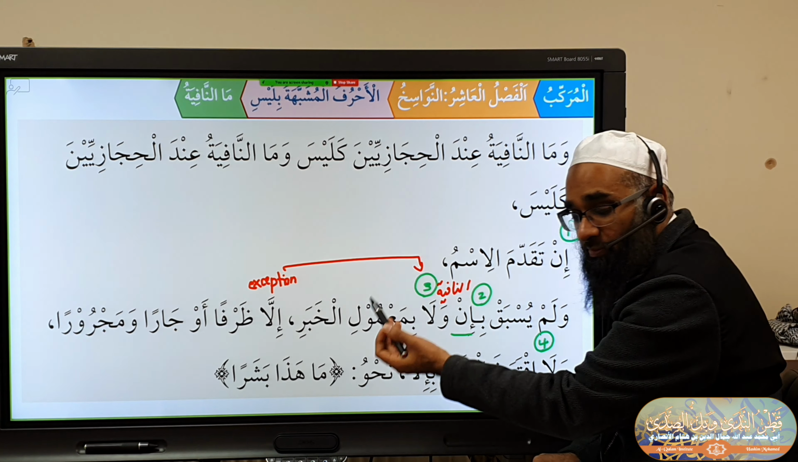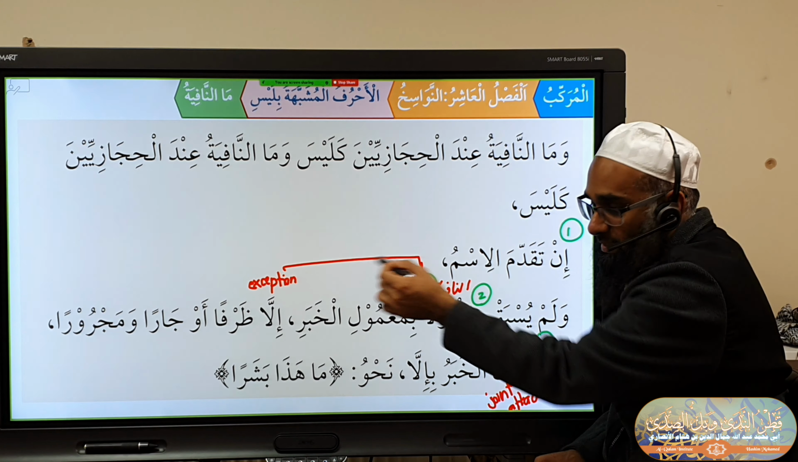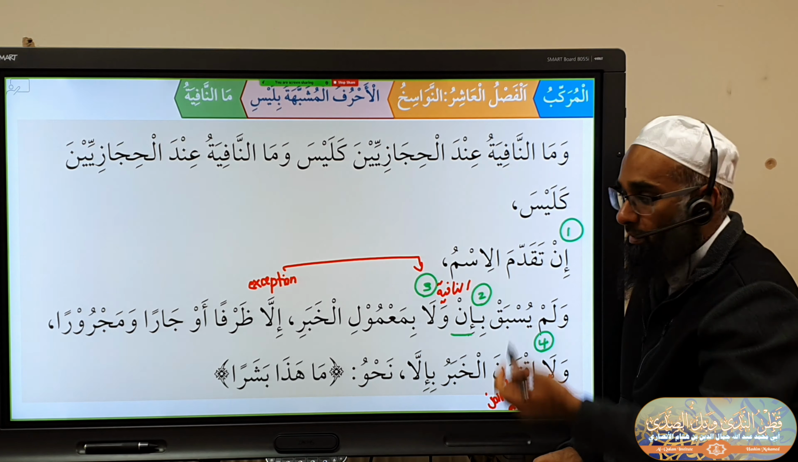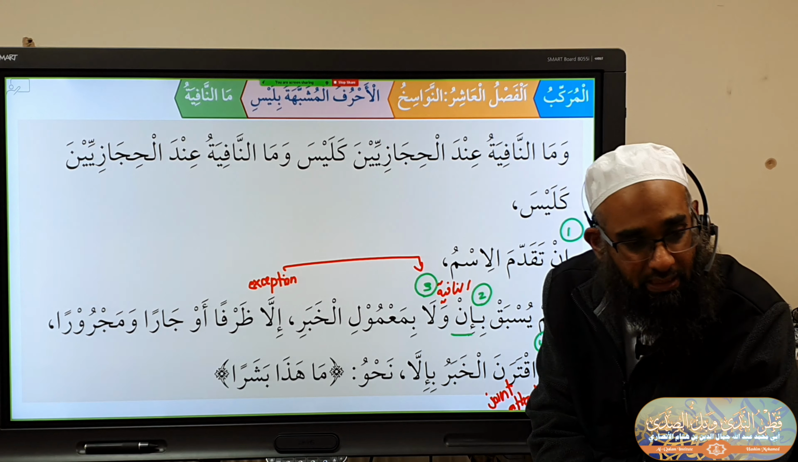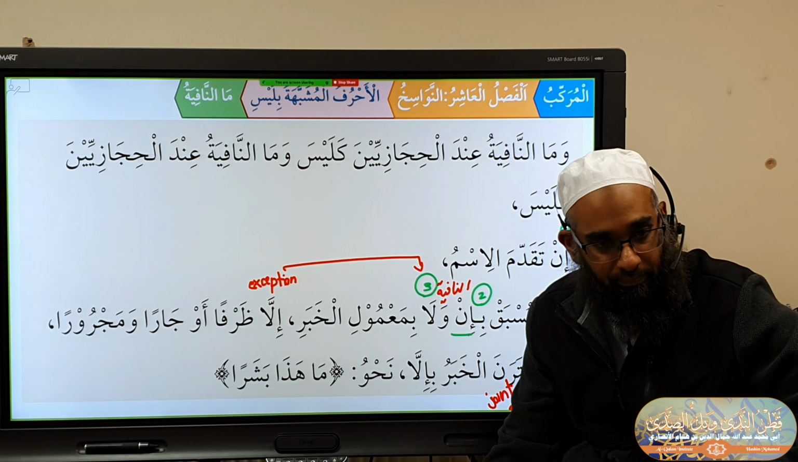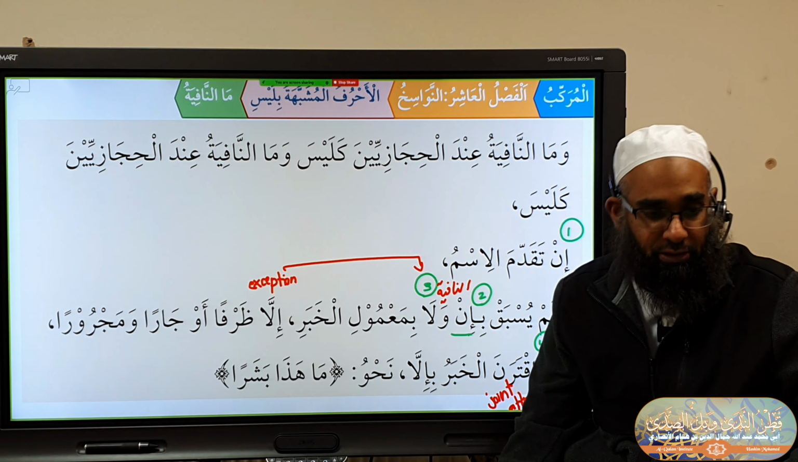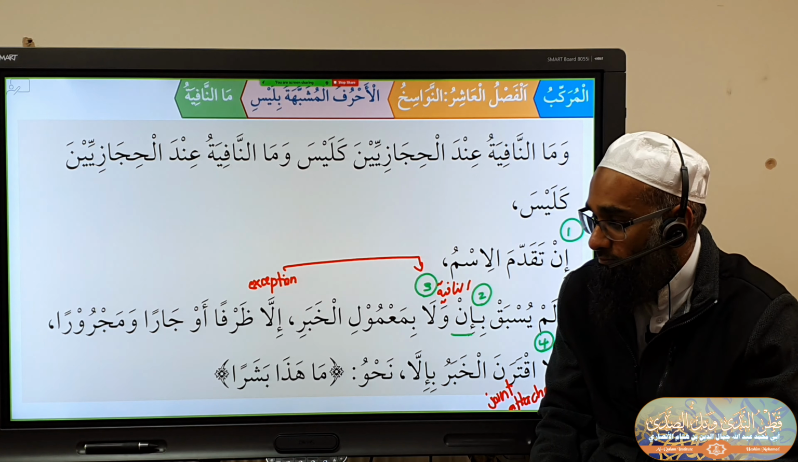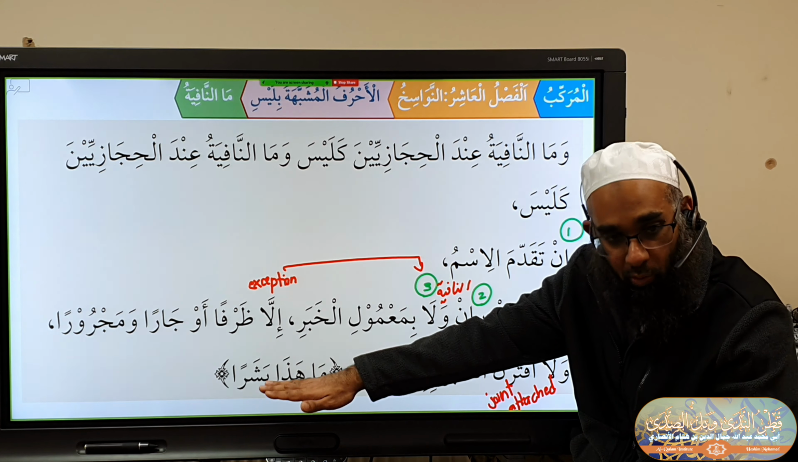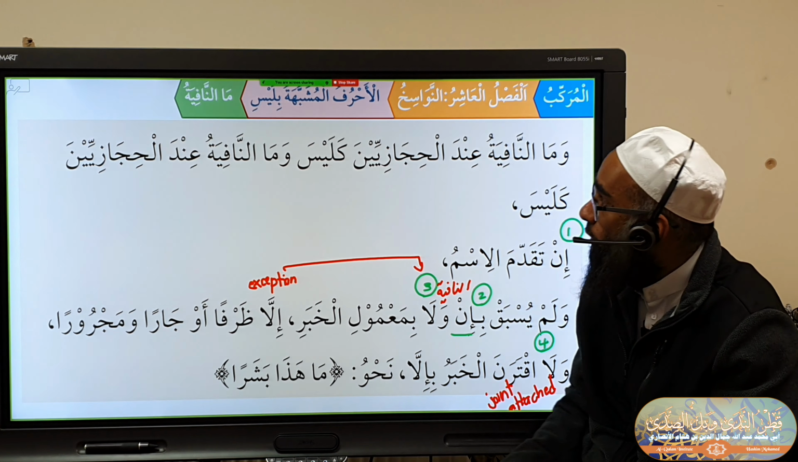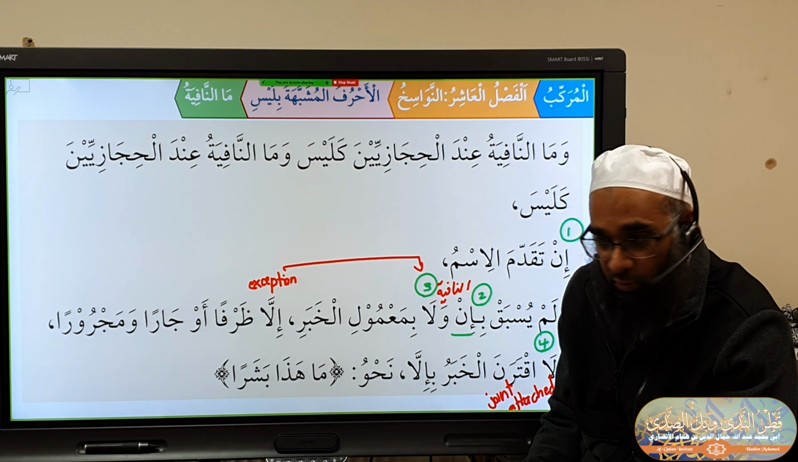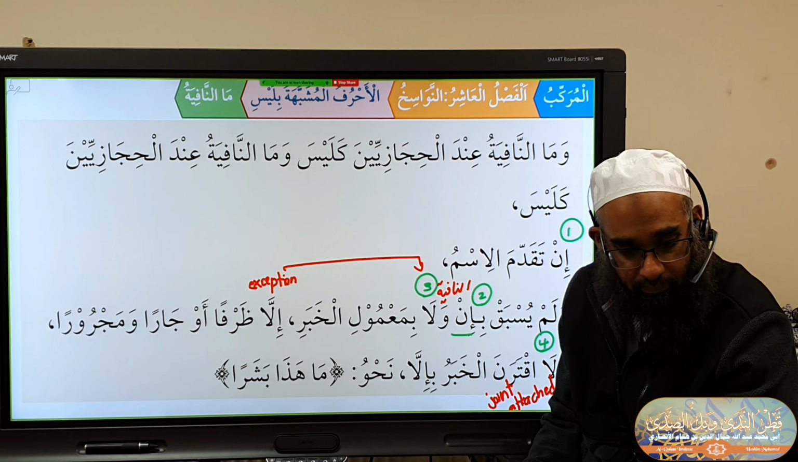And then from the rule number three, there's an exception. If the ma'mul of the khabar is a zarf or a jar majur, it will still do amal. Okay? Nahu, ma hadha bashara. For example, ma hadha bashara. This is Ahlul Hijaz. According to Lugha, the Quranic verses are used. Understood? Yes?